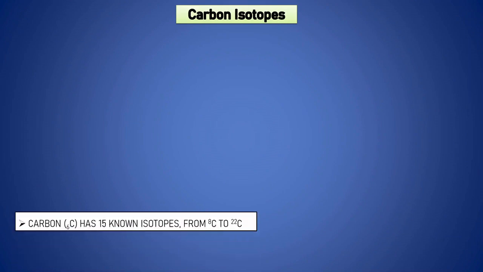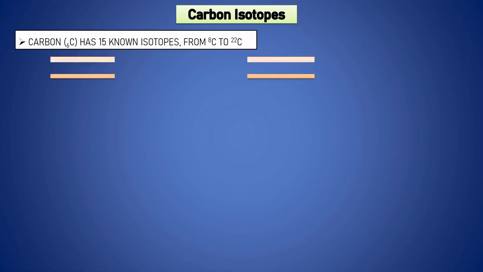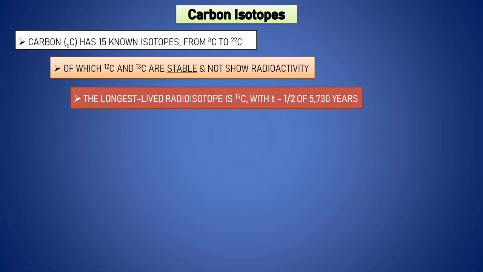First, carbon isotopes. Carbon has 15 known isotopes from C8 to C22. That means mass number 8 to mass number 22. There are 15 known isotopes of carbon. Among the carbon isotopes, C12 and C13 are stable. Stable means they don't possess any radioactivity. So C12 and C13 are stable isotopes and don't show any radioactivity.